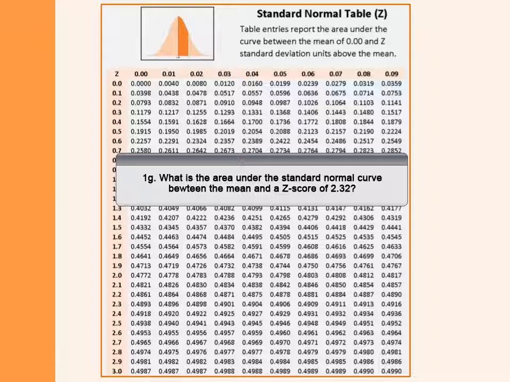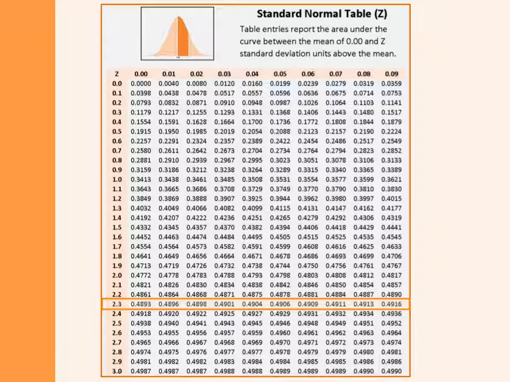For the last problem in this set, we are to find the area under the standard normal curve between the mean and a z of 2.32. So we highlight the row that reports the z-score of 2.3, and then we highlight the column that reports a z-score to the 100th of 0.02. And we see where these two highlighted areas intersect. That is the area between the mean of 0 and a z-score of 2.32.